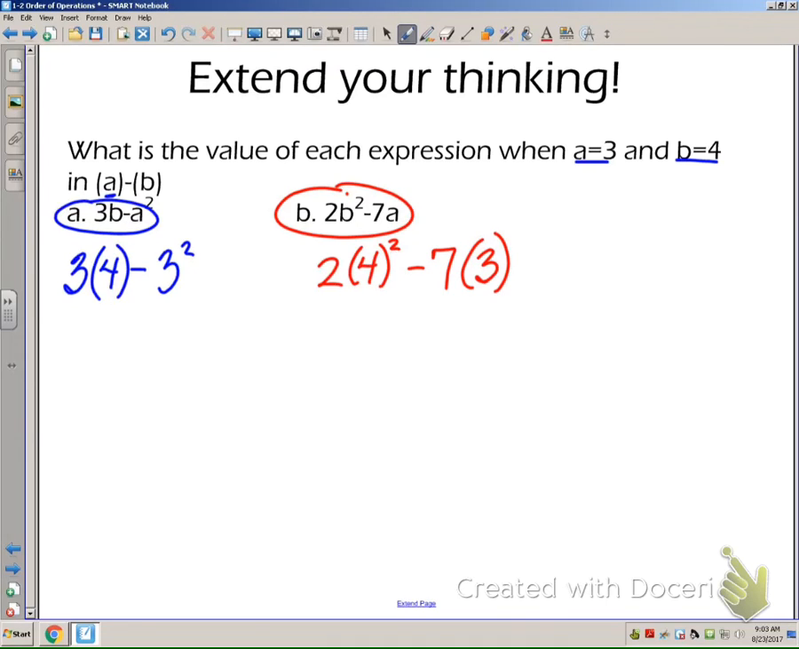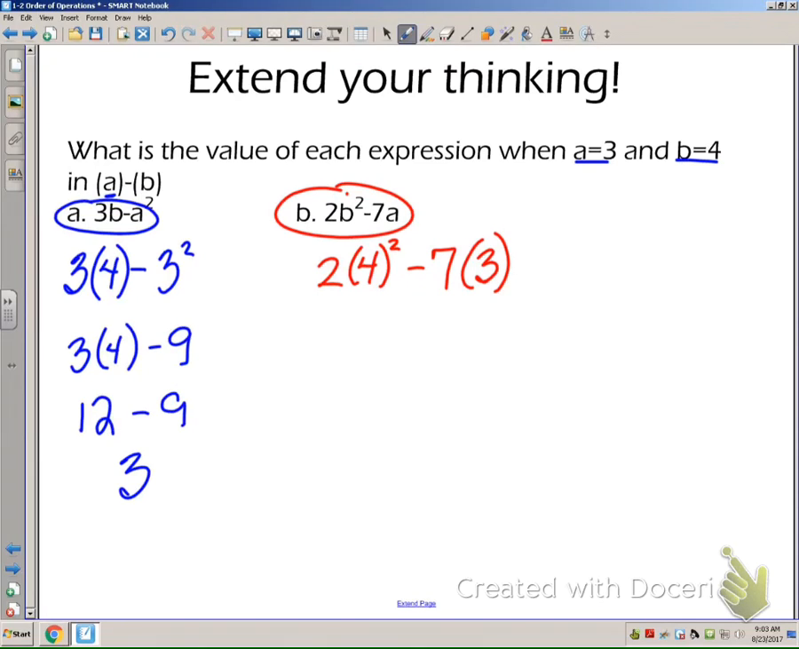Okay, so now let's go ahead and simplify. We know to do parentheses first. There's really nothing to simplify in the parentheses, so I'm going to skip ahead to the exponents. So I have 3 times 4 minus 9. Well, we know 3 times 4 is 12. 12 take away 9 would give me 3.